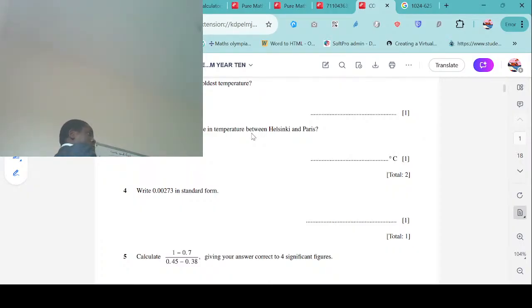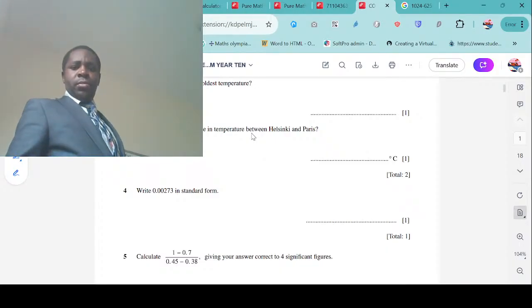For example, let's say it's 273. Then we'll definitely be moving this way, or we are moving this way to the negative. How many times? 1, 2, 3. That's also one mark.